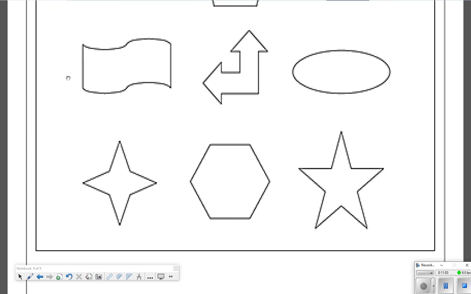I hope that you can understand what is a symmetrical figure and how to draw lines of symmetry. And don't forget what we studied, that the equilateral triangle has 3 lines of symmetry. The isosceles triangle has 1 line of symmetry, and the scalene triangle has 0 lines of symmetry. The square has 4, and the rectangle has 2. And we said that any regular polygon has lines of symmetry equal to the number of its sides and the number of its angles.